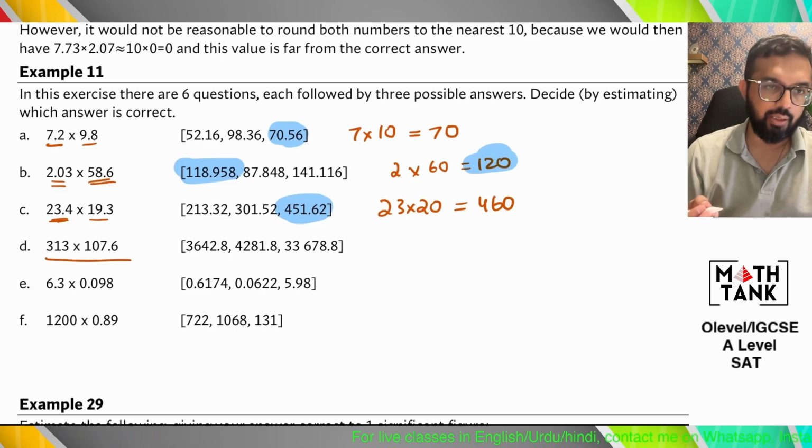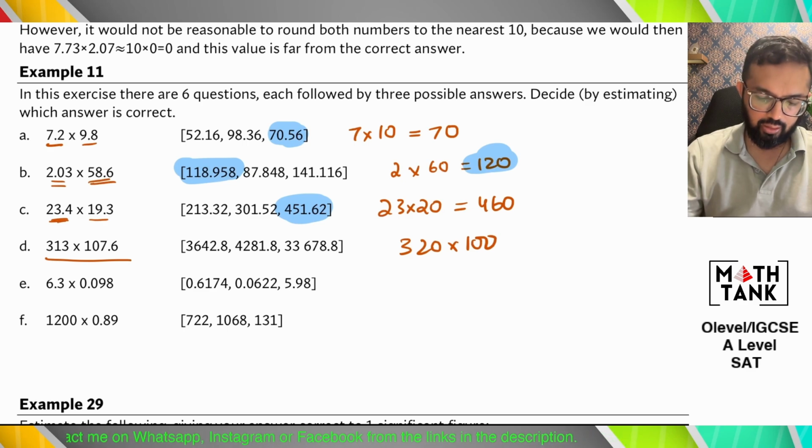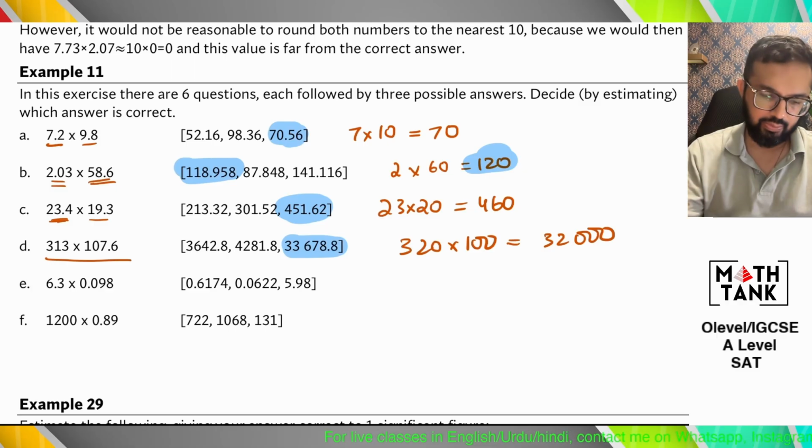Now that one's a little tough. If I just round one of these numbers, let's round that off to 320 and let's round that off to 100. So that should give you 32,000. What is the answer that's closest? That's 33,000. Okay, and I think that's the right answer.